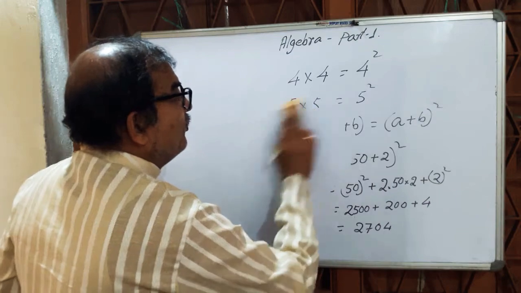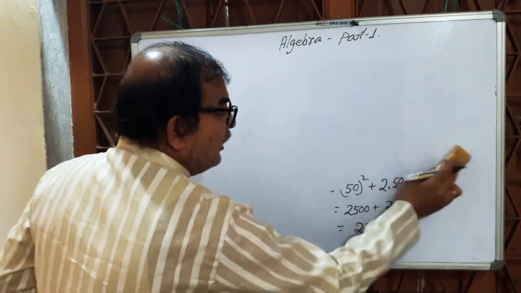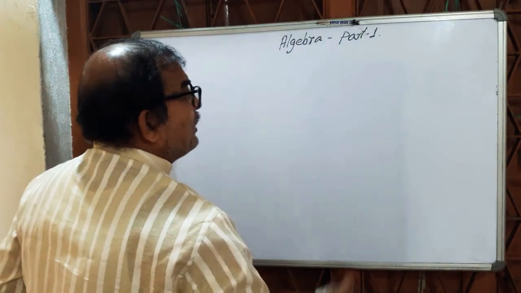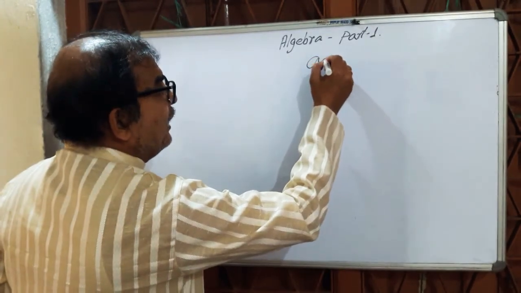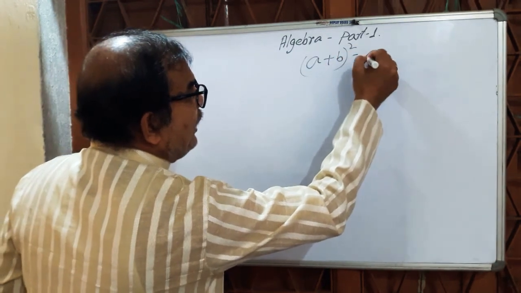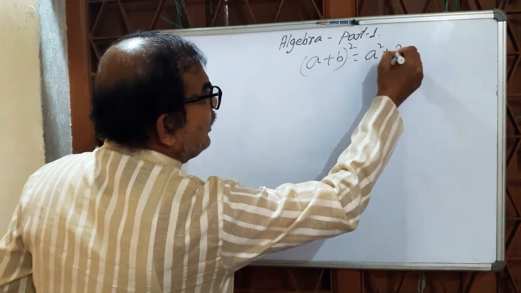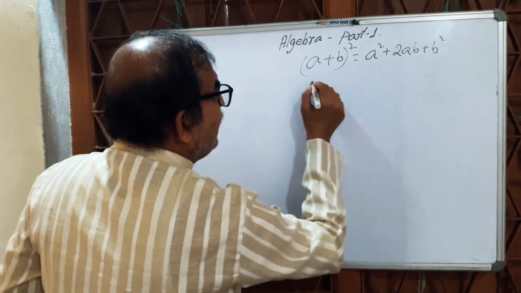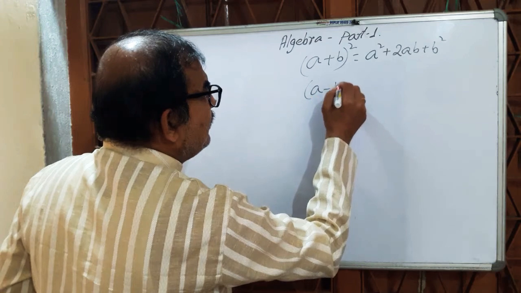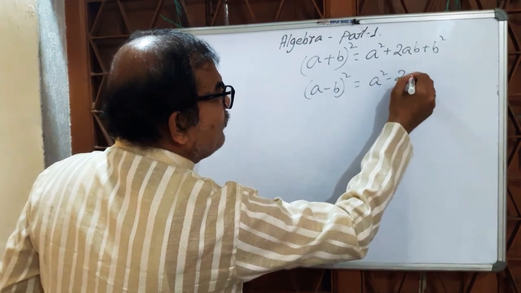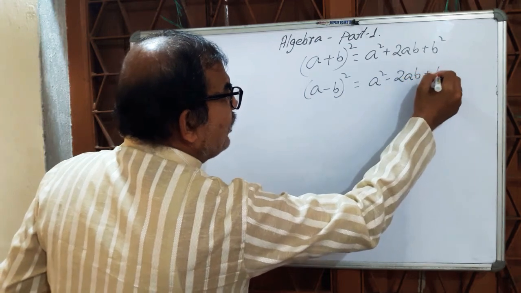Like this, if they ask, you use this formula every time. You know a plus b whole square equals a square plus 2ab plus b square, and a minus b whole square equals a square minus 2ab plus b square.